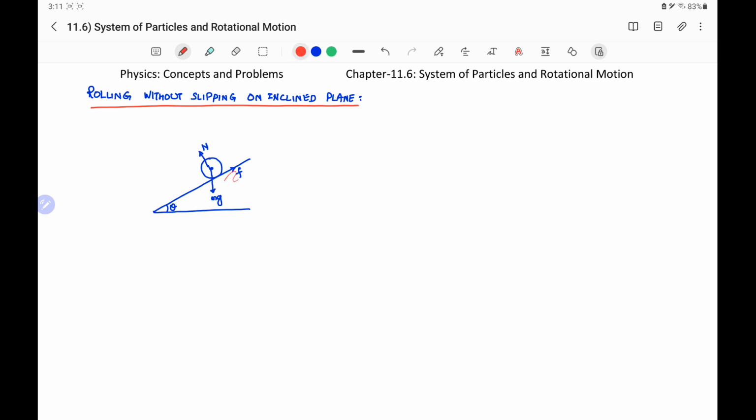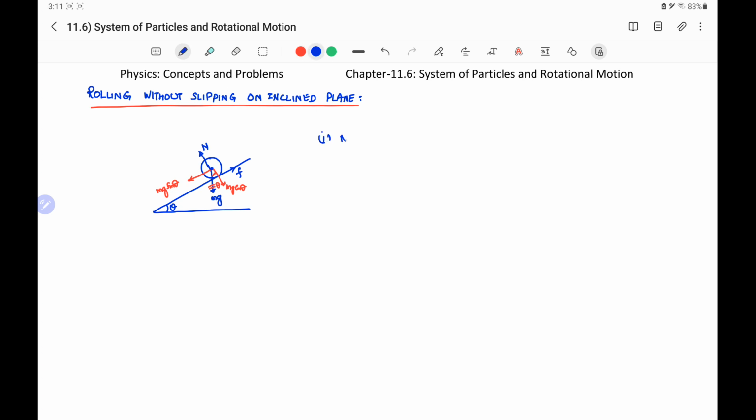And on resolving the weight into two perpendicular components, one component is along the plane, another is perpendicular to the plane. The angle of the perpendicular component with the vertical is theta. So the component is mg cos theta perpendicular to the plane, and another component mg sin theta is along the inclined plane.